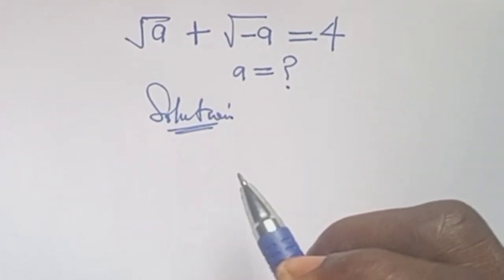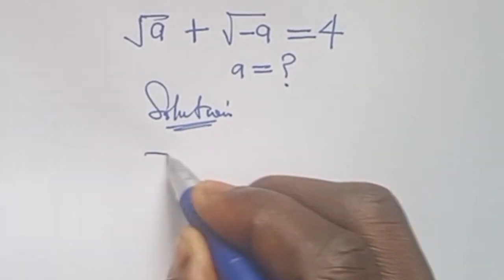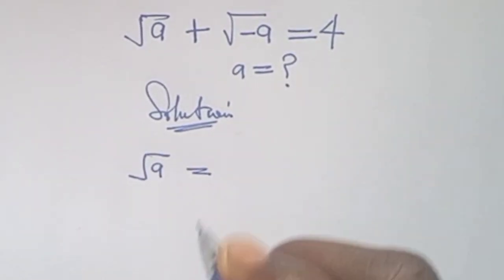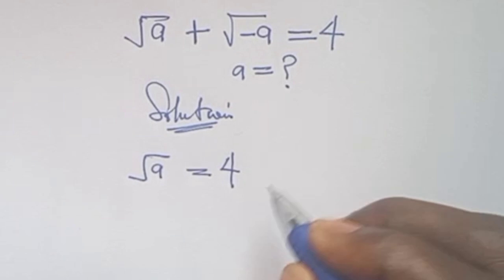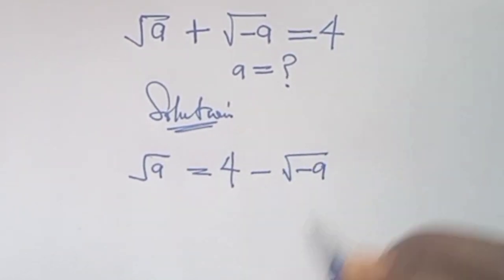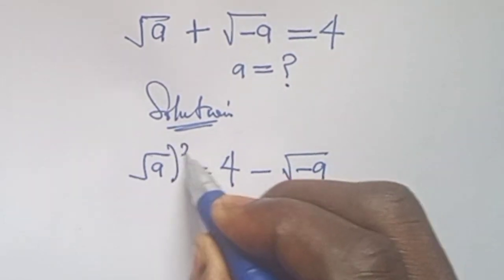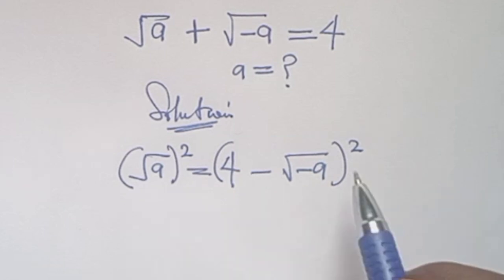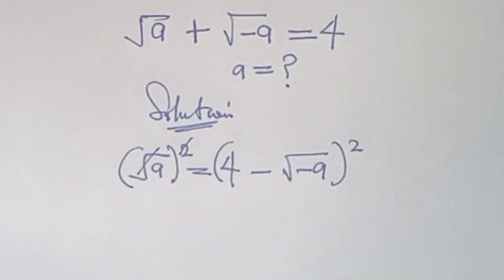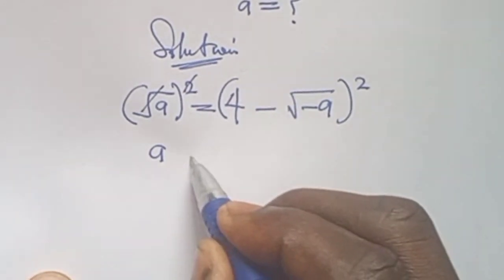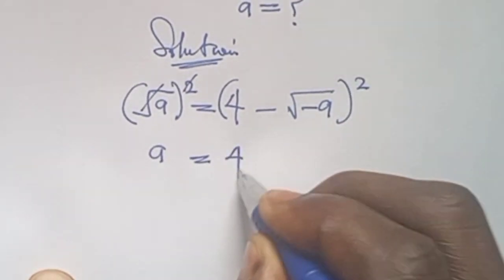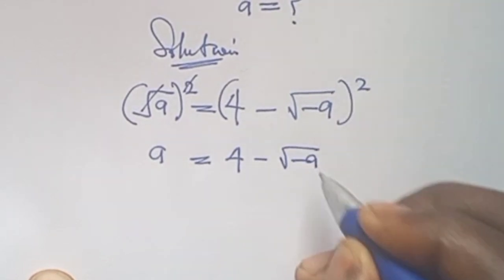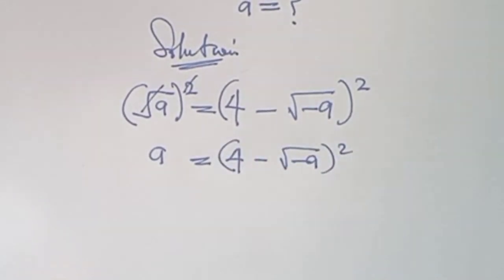So let's continue. We can rewrite our equation as square root of a equals to 4 minus square root of minus a. So for the next step, we're going to take the square of both sides, that is to the power of 2, also here to the power of 2. And if you do this very well, the square and the square root will cancel out. What is left is a. And here, this is equals to 4 minus square root of minus a all to the power of 2, and we are fine.